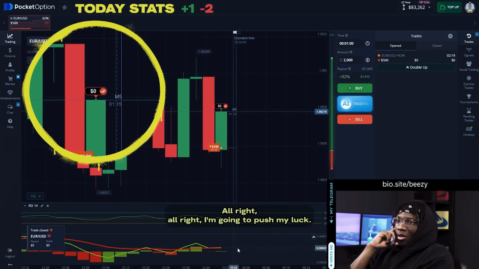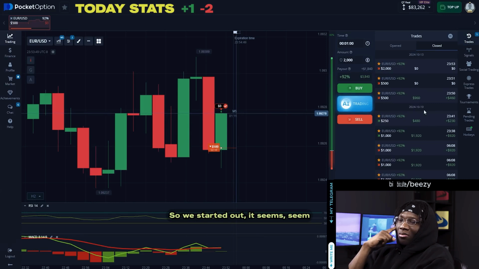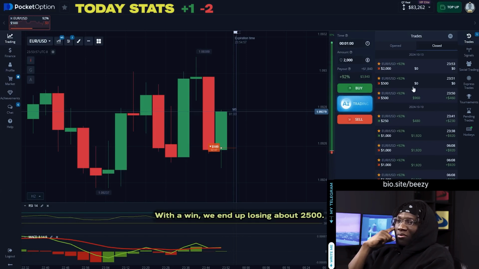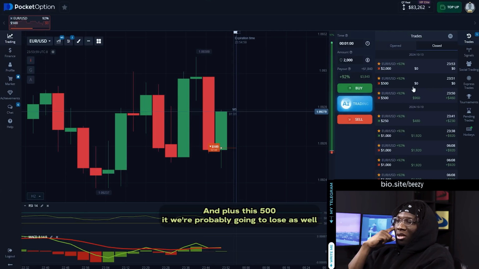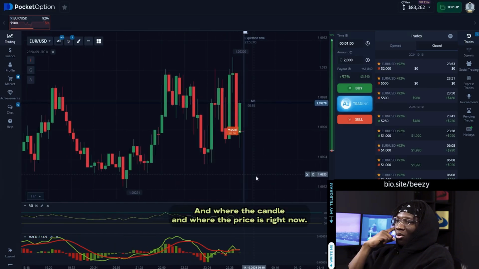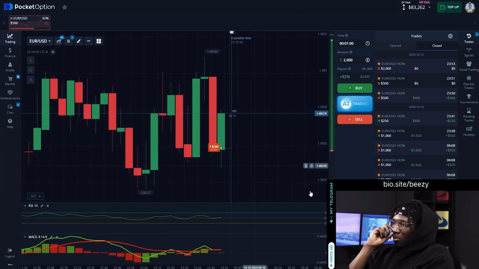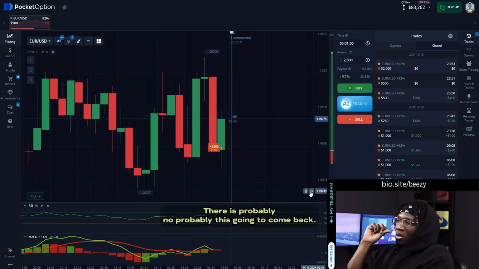All right, I'm not gonna push my luck. So we started out, it seemed a little better with a win. We end up losing about 2,500, and plus this 500 that we're probably gonna lose as well. With 2 minutes left, and where the candle and where the price is right now, there is probably no probability that that's gonna come back.